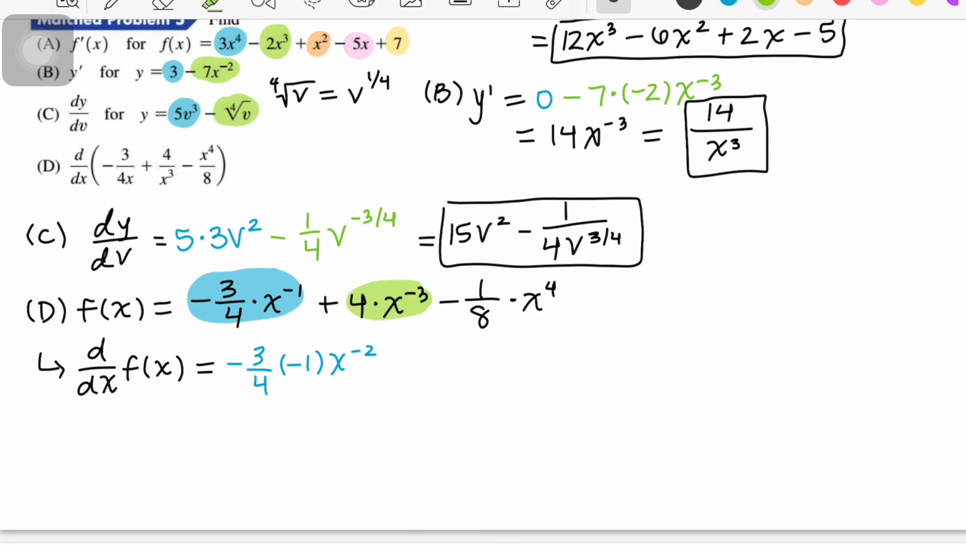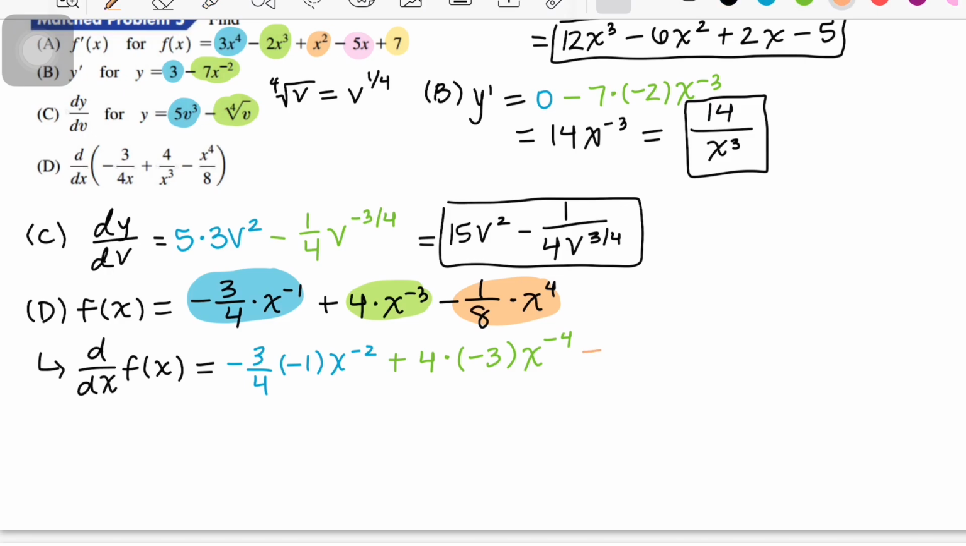Then this second term here, we have 4 times x to the power negative 3. So this 4 stays here. This negative 3 will come down in front. And then we have x to the power negative 3 minus 1, which is x to the power negative 4.